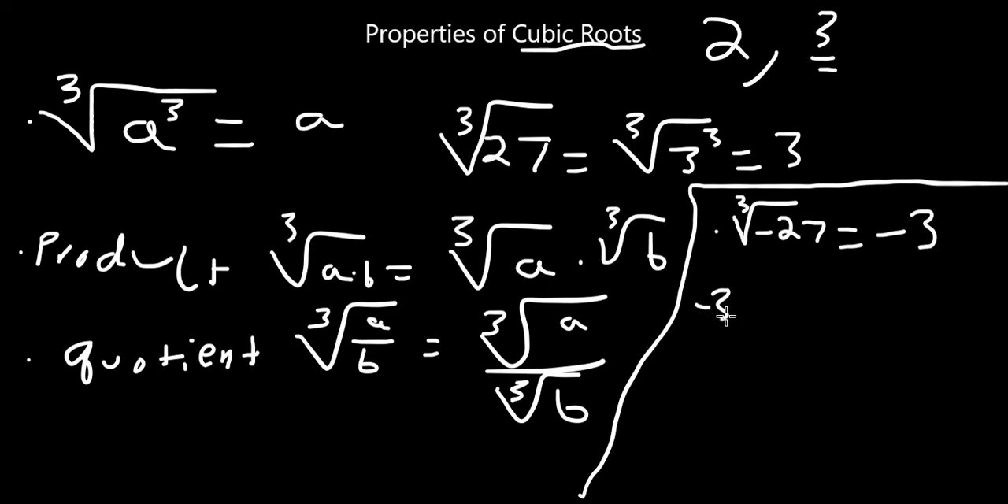This is because you can do -3 cubed, which would be -3 times -3 times -3, which would be 9 times -3, which would end up being -27. So because 3 is odd, we can actually have a negative number be our answer.